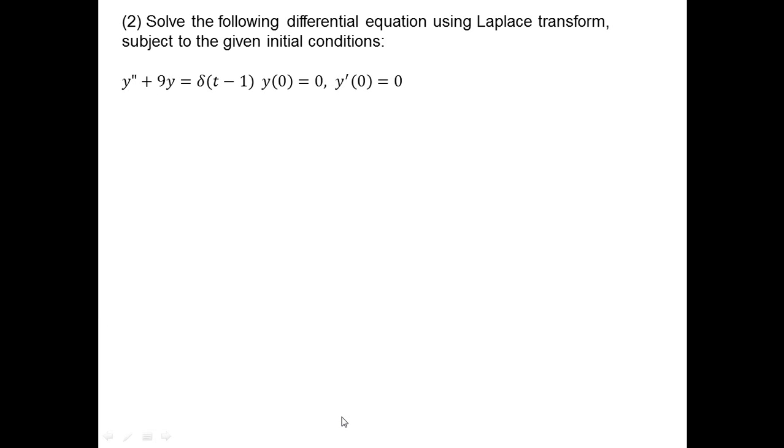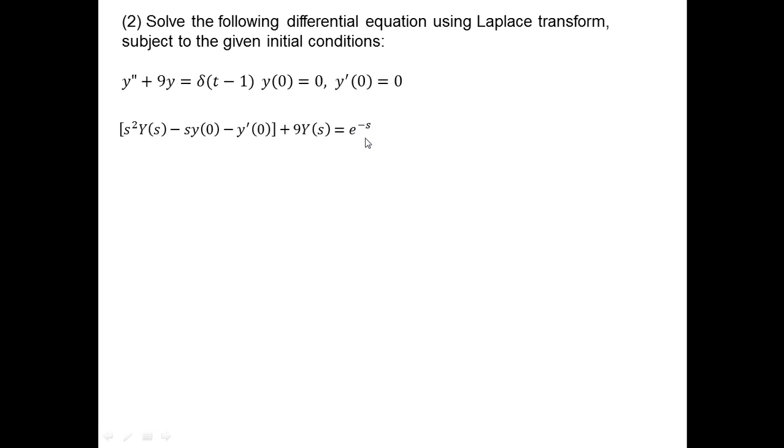In the next problem, again, we are interested in solving a second order differential equation here with initial conditions, or when all initial conditions are 0. Again, to solve this second order differential equation, I take the Laplace transform of this differential equation. By taking the Laplace transform, I have s squared Y(s) minus sy(0) minus y prime(0), which y(0) and y prime(0) are initial conditions of y(t), plus 9Y(s) equal to e to the minus s.